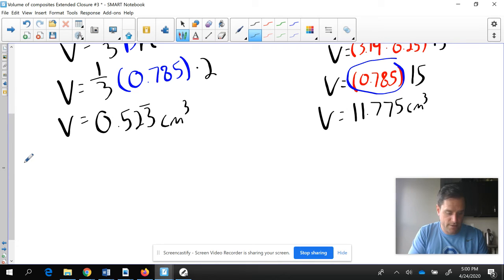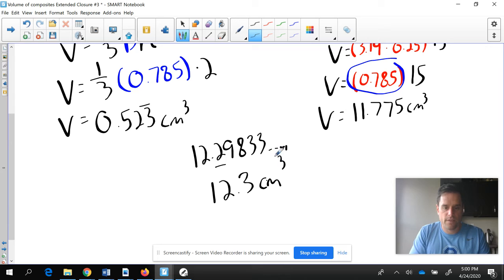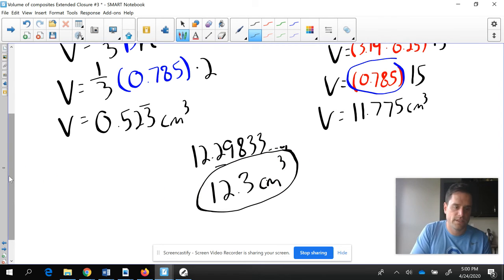11.775 plus 0.523333. And when you add these together, we should get 12.298333. And we're just going to round that. That 9 is going to bump that up. We're always going to round to the nearest tenth. So on your checkout problems, we're just going to round this to your nearest tenth. And we're going to get 12.3. And that's it. We take both of these, add them together to get that final one.